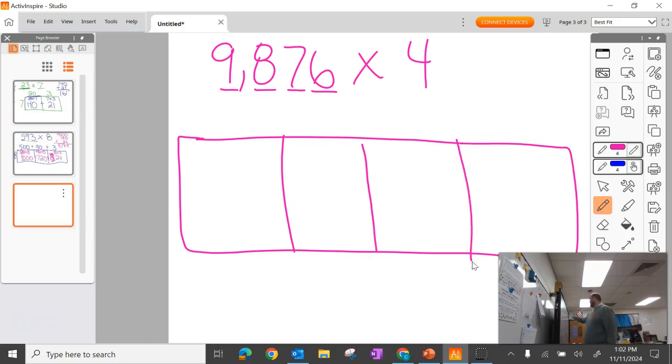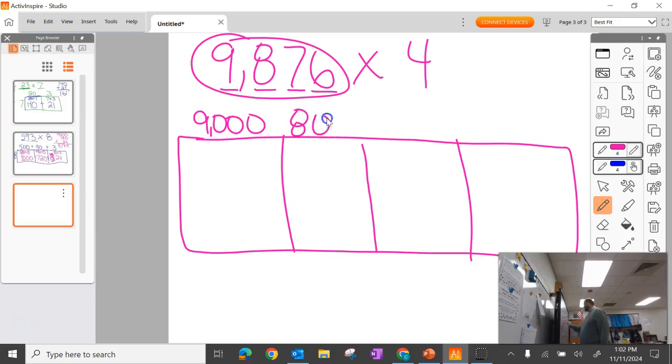All right, now it's time to start writing it in. So I split this into expanded form: 9,000, put my comma, 876. Okay, expanded form. Then 4 times everything. So here we go. We're writing our equations, excuse me, not digits.